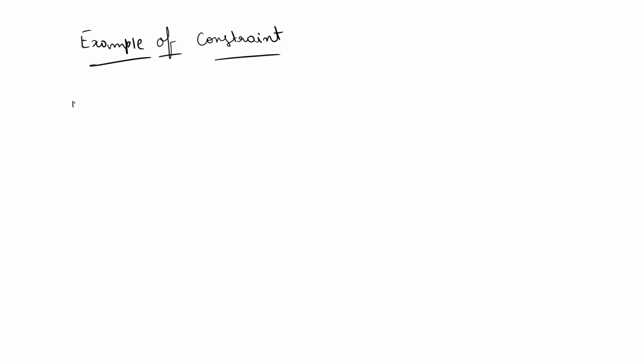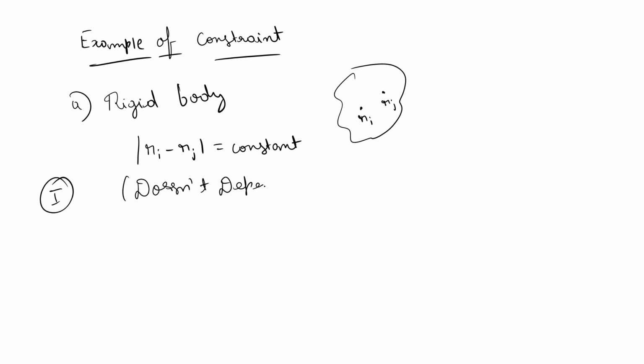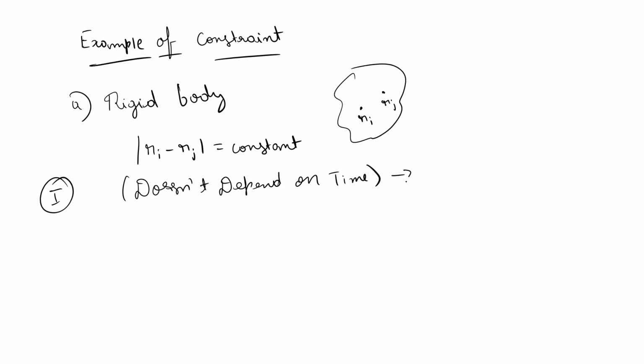Let us do a classic example of a rigid body. How do you find constraints on a rigid body? Let us draw a rigid body and take 2 points. Let us call them Ri and Rj. From this we know the rigid body equation, modulus of Ri minus Rj is equal to a constant. Let us see whether all four types are there. Type 1: whether it is rheonomic or scleronomic. Does it depend on time? No, it does not depend on time. The one which is independent of time is scleronomic. So the rigid body is scleronomic.